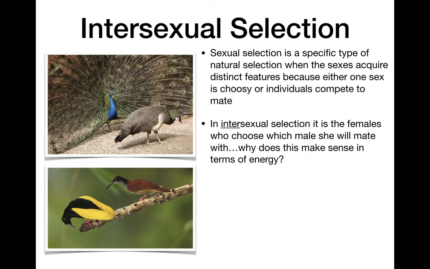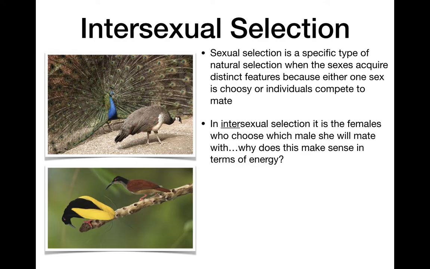So in intersexual selection, the "inter" means between different things. So here it's different sexes, the females and the males together for this kind of selection. The females will choose which male they're going to mate with. So here we have a peacock and a peahen, and the peahen will decide if she's going to mate with that peacock or not. It's up to her to make the choice.